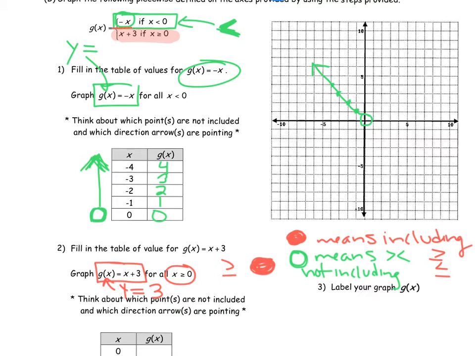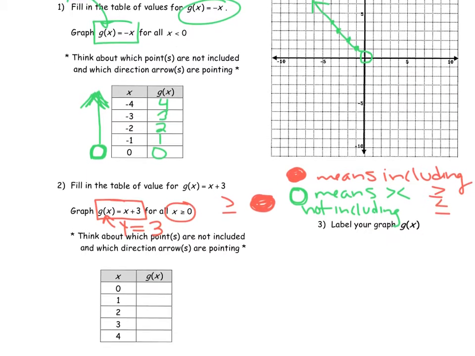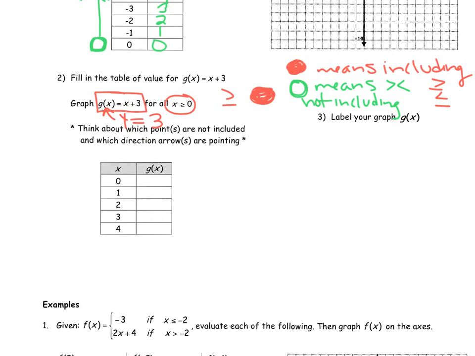So if I want all the x values greater than or equal to 0, we have that closed circle. And we want them all to be greater, so we're going to go towards positive infinity. Get that arrow. So let's plug in. When x is 0, 0 plus 3 is 3. 1 plus 3 is 4. 2 plus 3 is 5. 3 plus 3 is 6. And 4 plus 3 is 7.